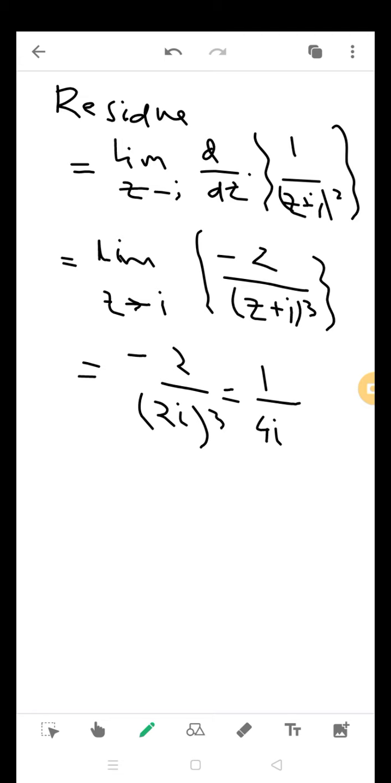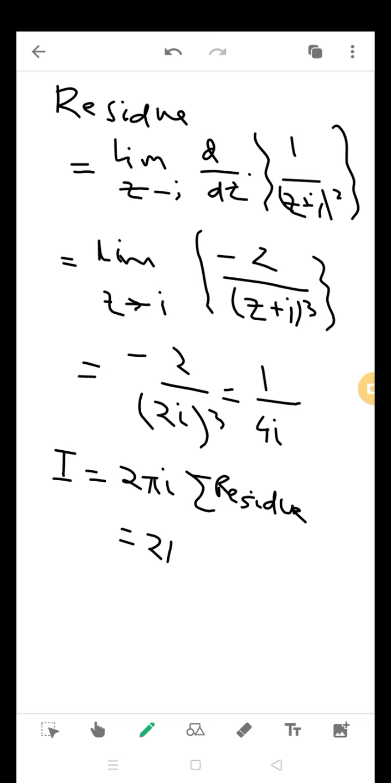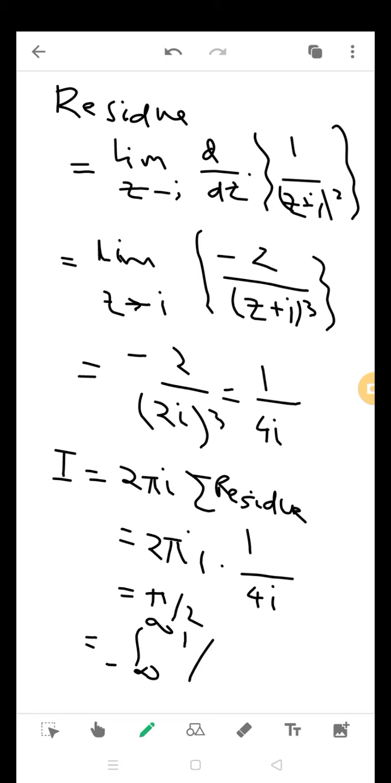and that is equal to 1 by 4i. Now the value of the integral, from the theorem, we know is 2 pi i into the sum of residues. Since we have only one pole and so only one residue, it will be multiplied by 2 pi i only. So it's 2 pi i into 1 by 4i, and so the answer is pi by 2, which is equal to the integral from minus infinity to infinity of 1 by (x square plus 1) dx. This is the value of the integral.